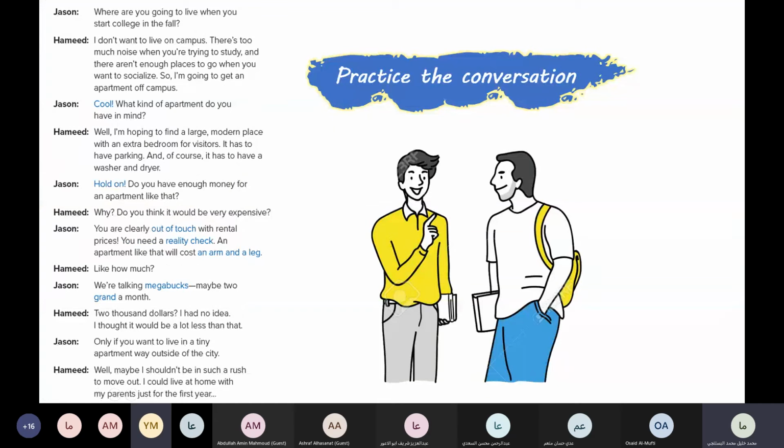Where are you going to live when you start college in the fall? I don't want to live on campus. There's too much noise when you are trying to study, and there aren't enough places to go when you want to socialize. So I'm going to get an apartment off campus. Cool. What kind of apartment do you have in mind? Well, I'm hoping to find a large modern place with an extra bedroom for visitors. It has to have parking, and of course it has to have a washer and dryer.